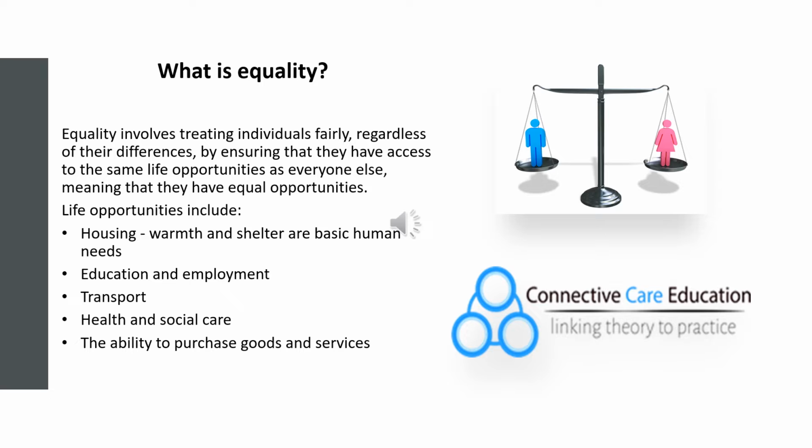What is equality? Equality involves treating individuals fairly, regardless of their differences, by ensuring that they have access to the same life opportunities as everyone else, meaning that they have equal opportunities. Life opportunities include housing, warmth and shelter are basic human needs, education and employment, transport, health and social care, the ability to purchase goods and services.